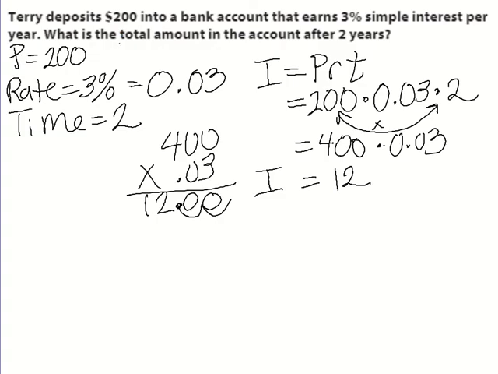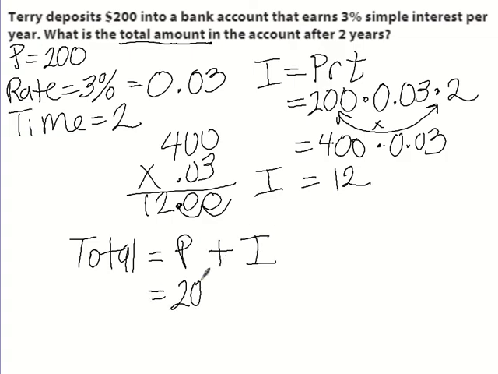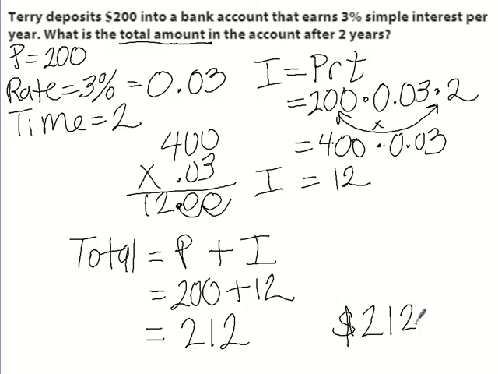Now notice what it says, it wants to do the total amount. So total will equal the principal plus the interest. So we'll go 200 plus 12, and we will get 212. That's it. That's what he gets after 2 years of his money sitting in the bank. $212.